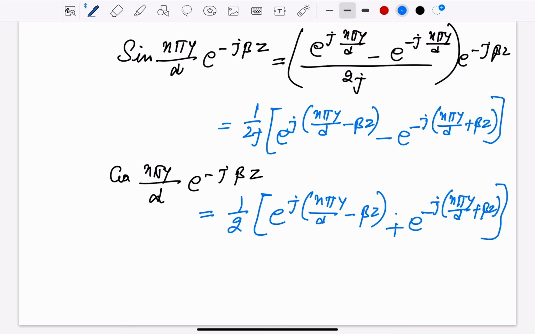Another is that you can also define lambda c, the so-called cutoff wavelength. How can you define it? We are already aware of this. Lambda we can write as 2 pi by k, so lambda c is equal to 2 pi by kc. If you solve this a little, this will be 1 over fc under root mu epsilon.